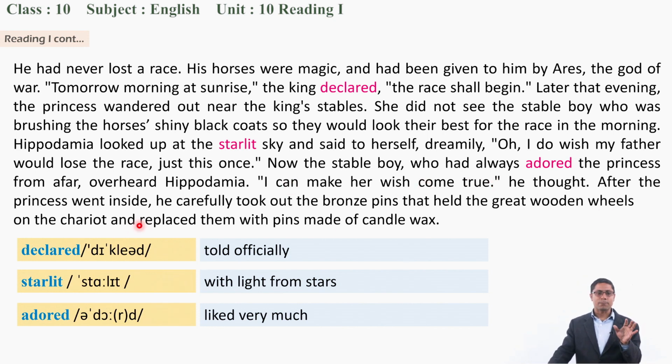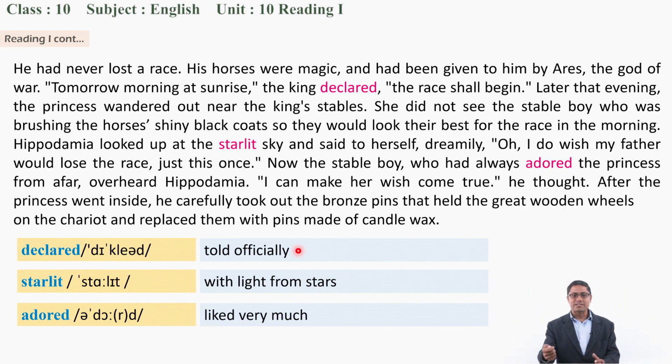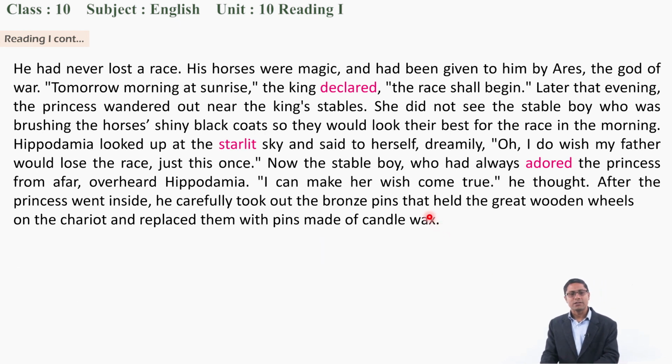After the princess went inside, he carefully took out the bronze pins that held the great wooden wheels on the chariot and replaced them with pins made of candle wax. See there, there were bronze pins to tie the wheels to the chariot. He took them out and replaced them with pins made of candle wax, and you know well, candle wax melts easily in the heat. Okay, so this was what the stable boy did.